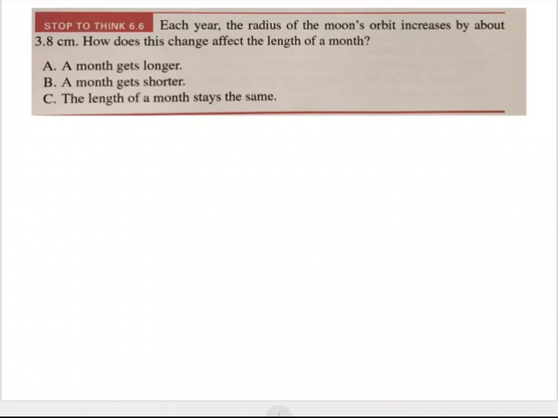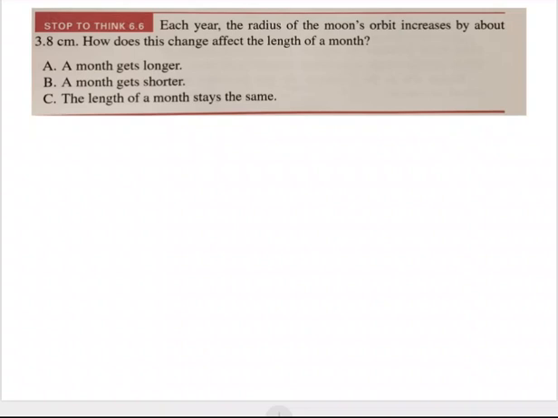The radius of the moon's orbit increases by 3.8 centimeters. Does this mean the month gets longer, the month gets shorter, or the length of a month stays the same? The month is going to stay the same. What is a month? Well, based on the Gregorian calendar, it's January, February... It's about as long as the moon takes to go around, or to change all of its phases. The word month comes from moon, and it is the amount of time it takes the moon to go around Earth one time.